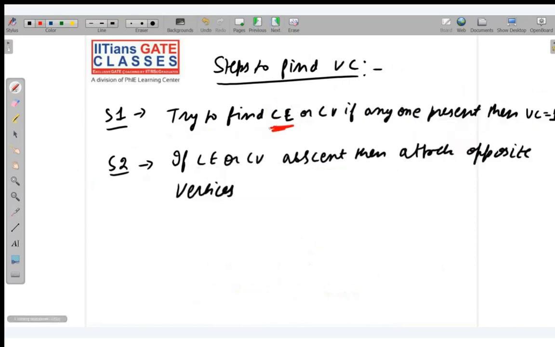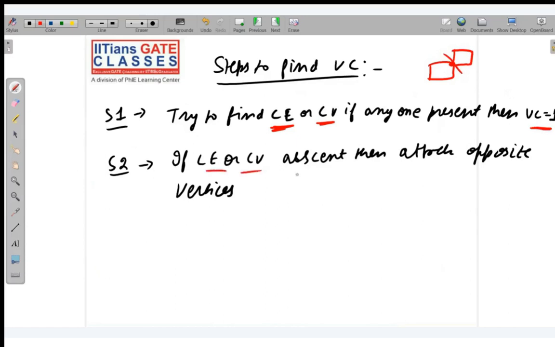So same is the case here. I am trying to say, try to find a cut edge. If a cut edge is present, we will say vertex connectivity is 1. But even if a cut vertex is present, it is the same case. Vertex connectivity will be 1. So for example, here we have a cut vertex. Removal of this will disconnect the graph. So vertex connectivity is 1.